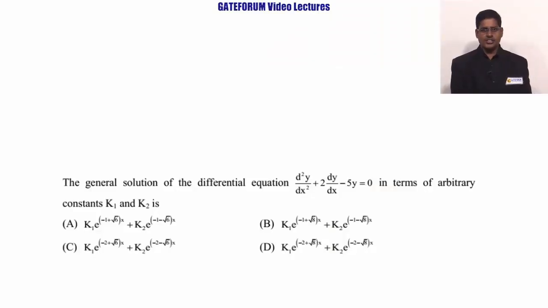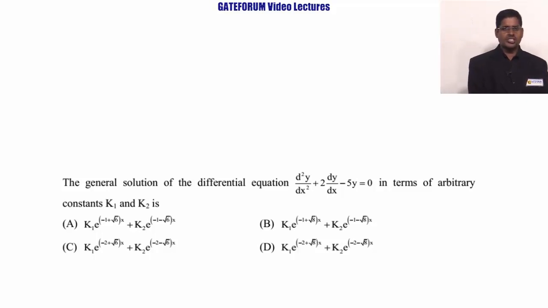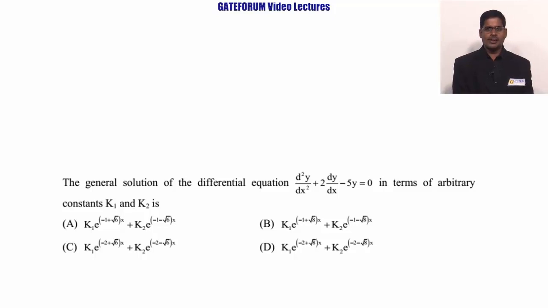General solution of the differential equation d square y by dx square plus 2 dy by dx minus 5y is equal to 0, in terms of arbitrary constants k1, k2, is. 4 options given. This question is from engineering mathematics. Topic is differential equations. Subtopic is higher order linear equations with constant coefficients, which is from GATE 2017.